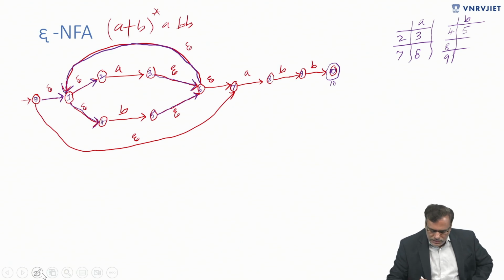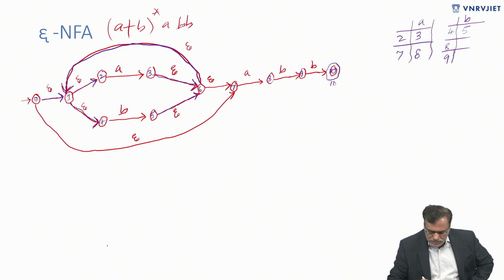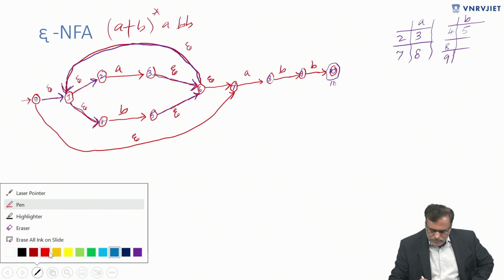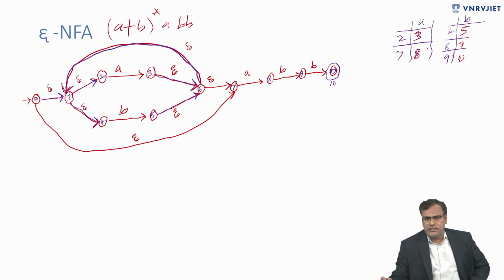Let me use a different color for this. I think both are the same. Let me use a red color. That is, 4 on B, you are going to state 5. 8 on B, you are going to state 9. 9 on B, you are going to state 10. So here, 2 on A, you are going to state 3. From state 7 on input A, you are going to state 8.